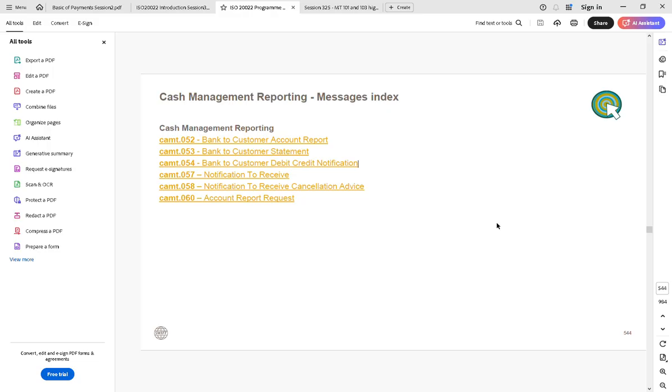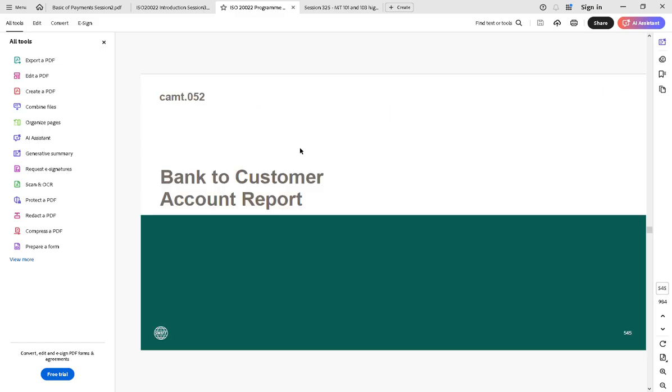Now you have to move. The next one is the reporting part. CAMT 52, 53, 54. These are the three messages which we are going to study for reporting purpose. Okay. Now we start with the first message, which is called CAMT 52, bank to customer account report. Bank to customer account report.